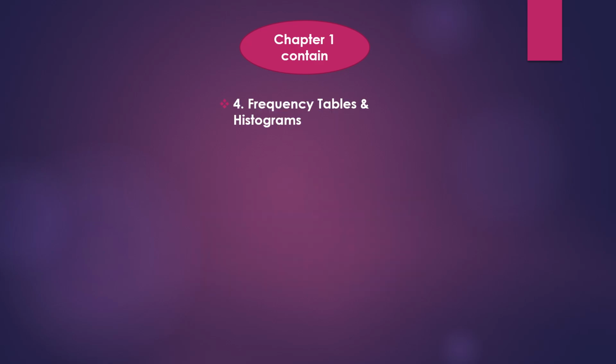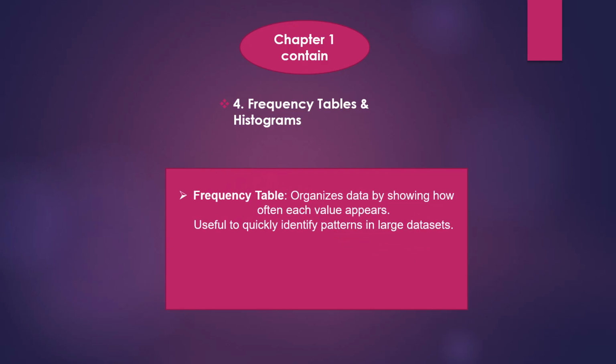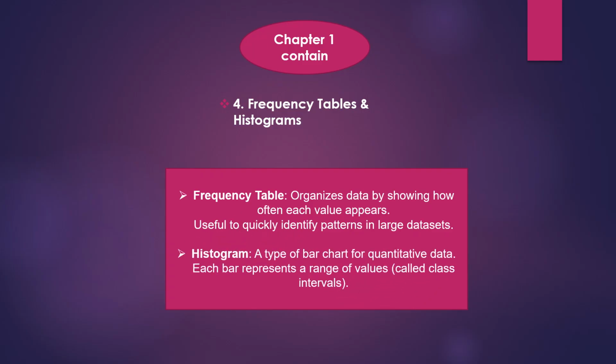Fourth, frequency tables and histograms. So frequency table organizes data by showing how often each value appears, useful to quickly identify patterns in large datasets. Histogram is a type of a bar chart for quantitative data. Each bar represents a range of values, called class intervals.